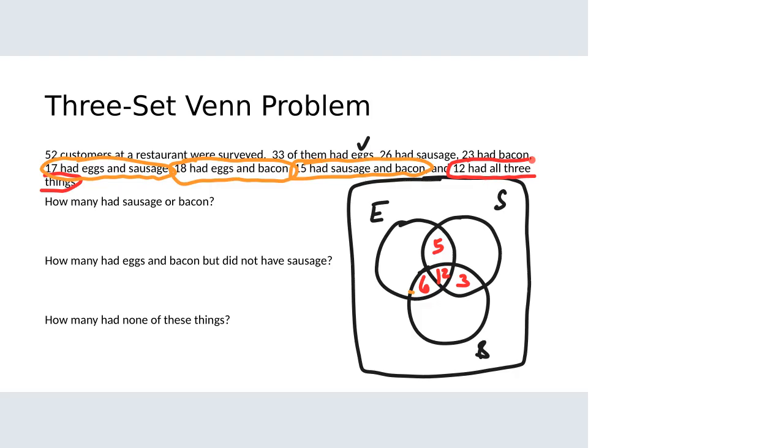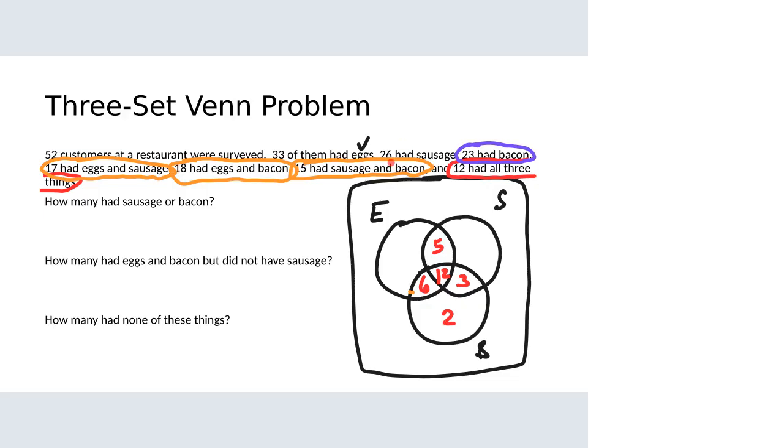And let's see, 23 had bacon. So what that means is I'm not just going to throw 23 in here. What it means is this bacon circle needs to have 23 total inside it. Looks like so far we have what? 6 and 12 is 18, and 3, that's 21. So I only need 2 more to have 23 in my bacon circle. Let me know if any of the numbers don't make sense.